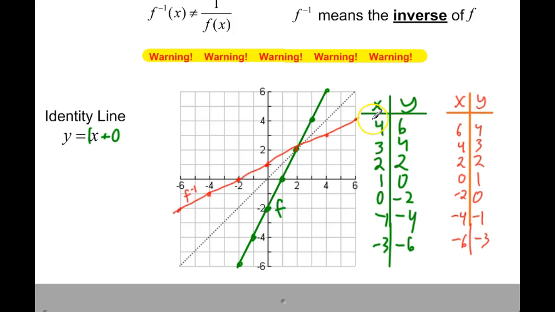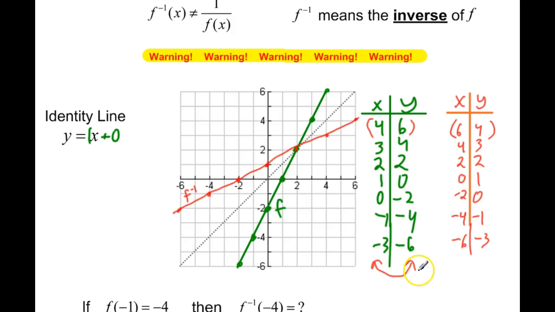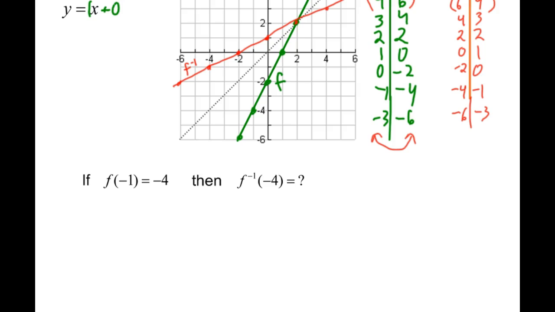What's the relationship here? That's the ordered pair (4, 6). This is (6, 4), right? (3, 4), (4, 3), (2, 2), (1, 0), (0, 1). You can see that basically what happens with the inverse function is the x's and y's switch places. It's very important that you get that idea there. So the x's and y's really are just switching places.